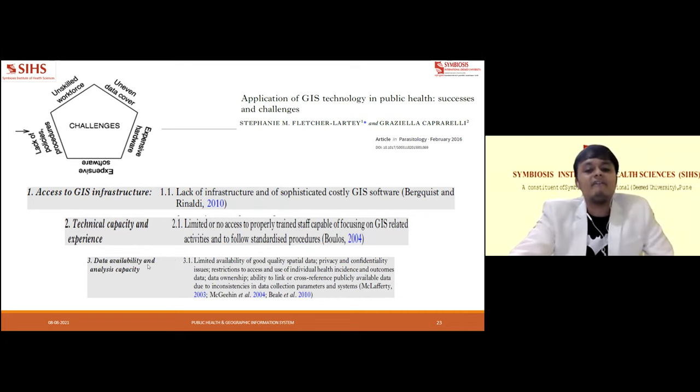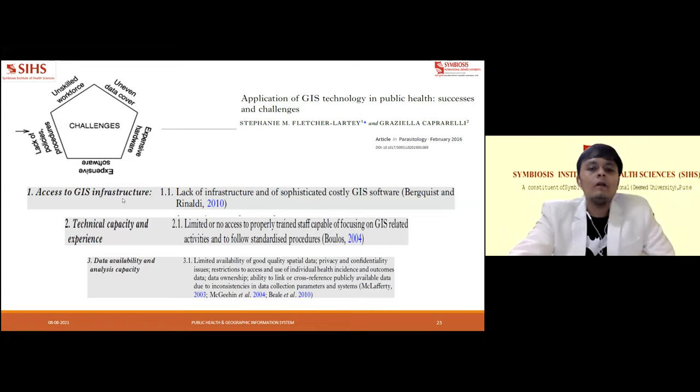The third domain was data availability and analysis capacity. So there was limited availability of good quality spatial data from the ground level, privacy and confidentiality issues, etc. And other challenges are an unskilled workforce, lack of policies and procedures, expensive software, expensive hardware, as I already talked about, and uneven data cover.